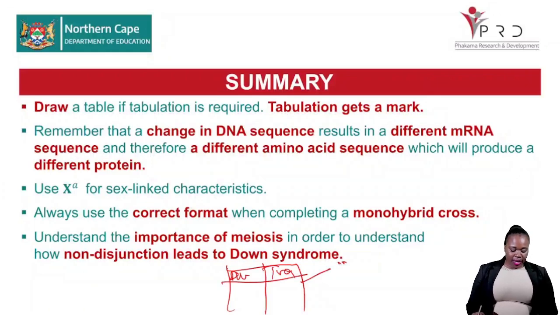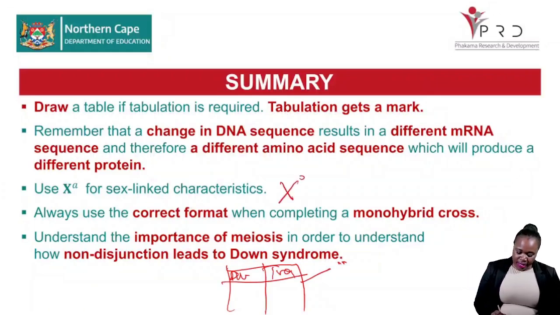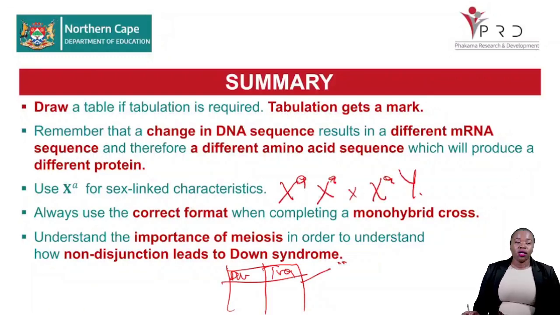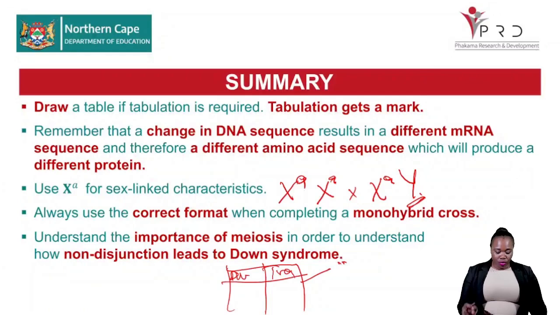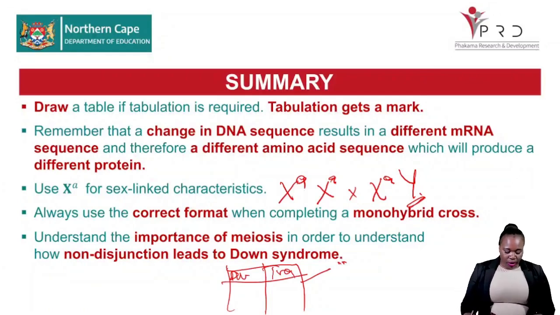Okay, use XA for the sex-linked characteristics. Also, don't forget XA, X in females, crossed with XA, Y in males. We do not have another X in males, and that Y does not carry any allele, so do not forget that as well. Use the correct format when completing a monohybrid cross.